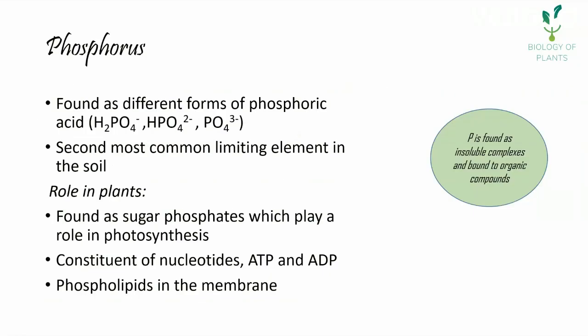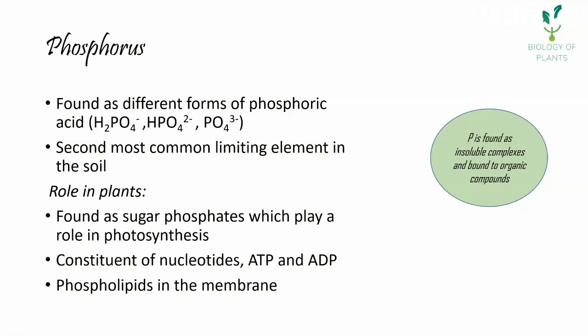The next essential element is phosphorus, and this element is available in different forms of phosphoric acid. In the soil, phosphorus is found as insoluble complexes and is found bound to organic compounds. Because of this reason, phosphorus is also a limiting element in the soil and is not readily available for uptake. Similar to nitrogen fixation, unavailable phosphorus is made available to the plants by a group of fungi called mycorrhizae which form a symbiotic relationship with plants.